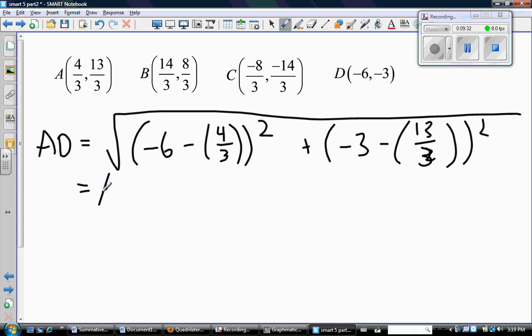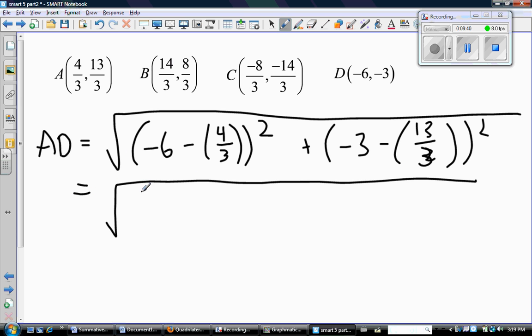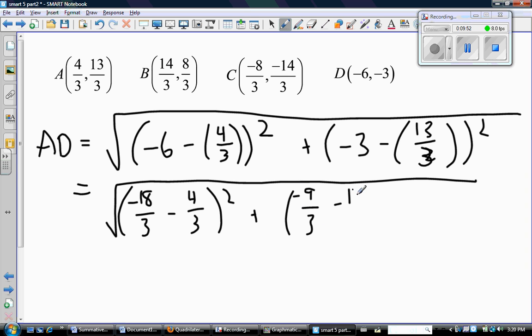So we need to get common denominators. This time we need to get common denominators. So instead of negative 6, I'm going to say negative 18 over 3 minus 4 over 3. And again, instead of negative 3, I'm going to say negative 9 over 3 minus 13 over 3.